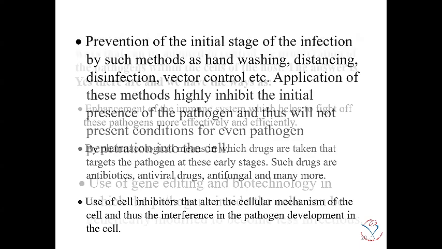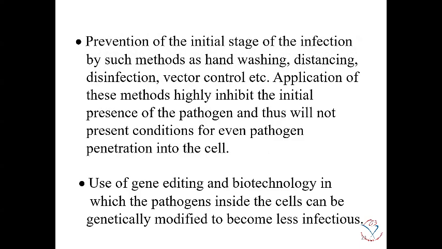Then we also have the prevention of the initial stage of infection by such methods as hand washing and distancing, like for HIV, COVID-19 and others, or like the vector control for causative organisms of diseases like malaria and others. The application of this method highly inhibits the initial presence of the pathogen, since we do not present conditions for even pathogen penetration into the cell. So if you can use this, you can also block this. We are mentioning all this because in the model which we developed, or which we are still developing, all this we are taking into consideration.